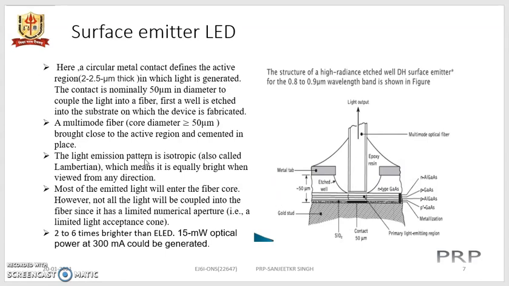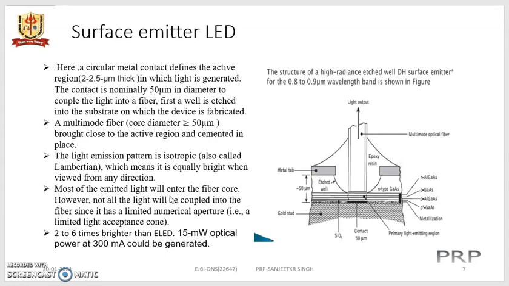And the light emission pattern is isotropic. That means from the active site region, it is radiating in all directions, but due to the confinement layers, it is focused into the optical fiber. It is directed towards the optical fiber, and this optical fiber is generally multimode fiber, as it has a core diameter greater than or equal to 50 micrometer, and is cemented to the active site.